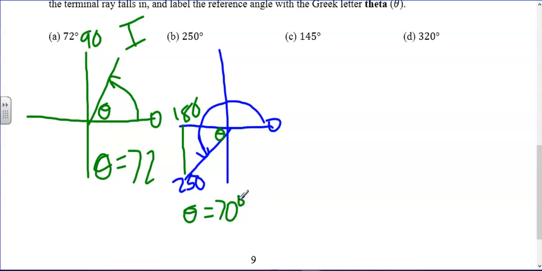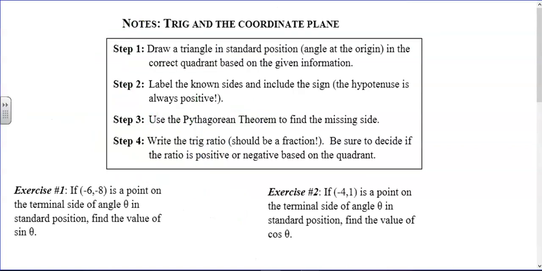We're going to take a look at the next page. We're going to go back to SOHCAHTOA, except we're going to be in the coordinate plane, the XY axis. Here are my steps. Step 1, we're going to draw our triangle in standard position, with the angle at the origin. Make sure you're in the correct quadrant, so it'll either tell you or give you a point. We're going to label our sides: opposite, adjacent, hypotenuse. And then we have to find the missing side using the Pythagorean theorem.